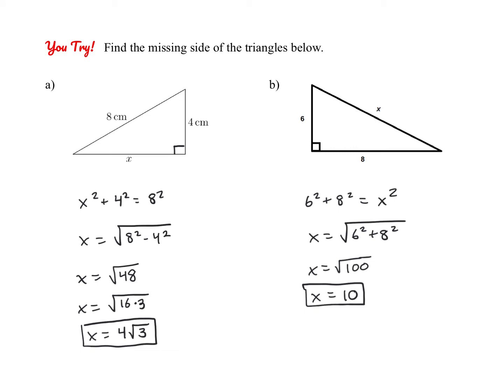Okay, go ahead and check your work here. So for this first one, again, just make sure that the C value you're using is the 8. And then for part B, the C value is x, which is what we're solving for. And also make sure you simplified your radical for part A.